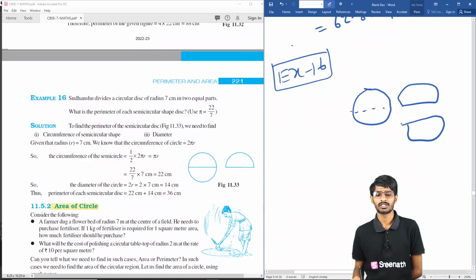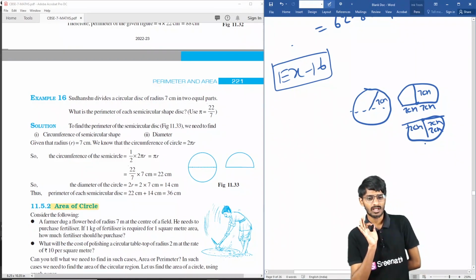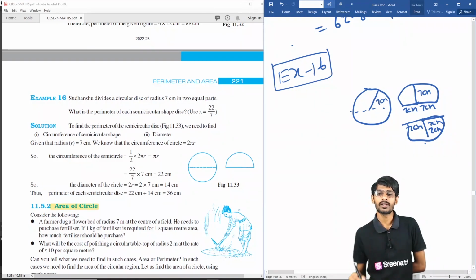So the area is 1 by 2, whose radius is 7 centimeters. From this point to this point it is 7 centimeters. This is also 7 centimeters, this is also 7 centimeters, and from this point to this point is also 7 centimeters. We have to find the perimeter of the semicircular shape.